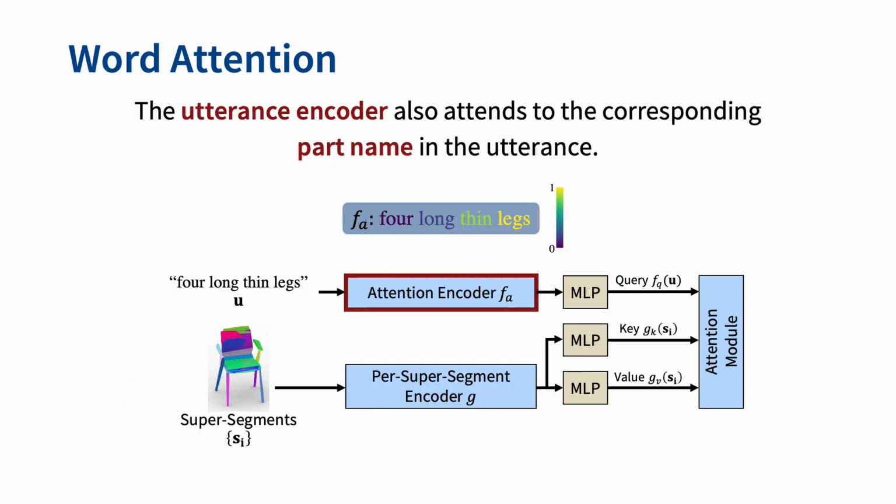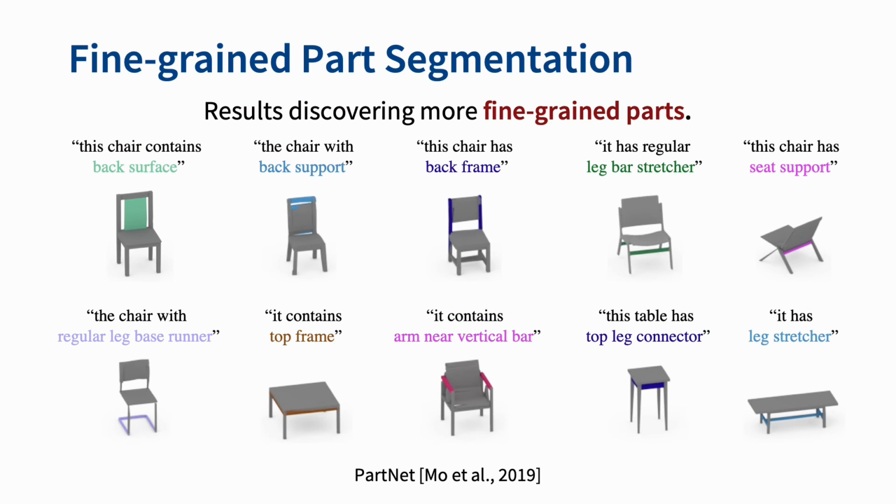Also, PartGlot discovers not only semantic parts in the 3D shape, but also corresponding words in the input utterance through another attention. The attention encoder of the utterance decides where to look in the target shape discrimination, and it attends to the proper part word in the input utterance. We also experimented with synthetic descriptions of finer-grained parts in the PartNet dataset. As shown here, our PartGlot also accurately discovers the fine-grained parts.